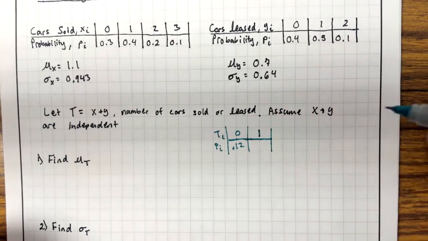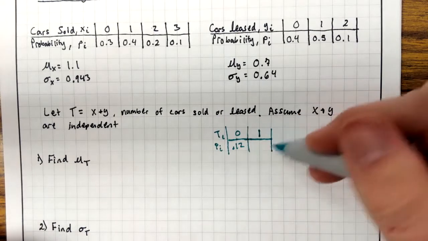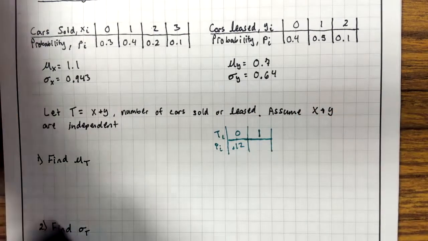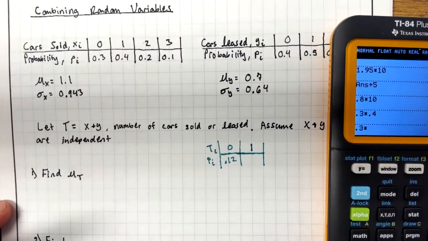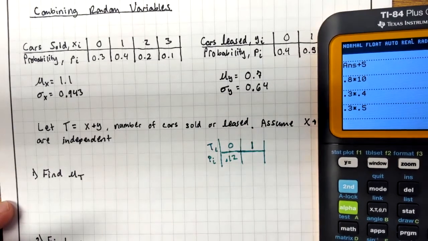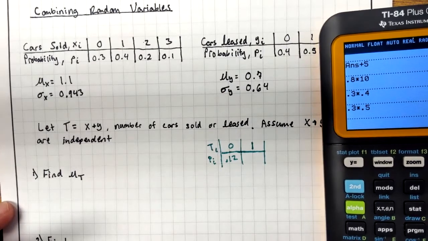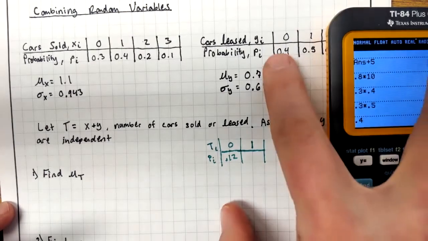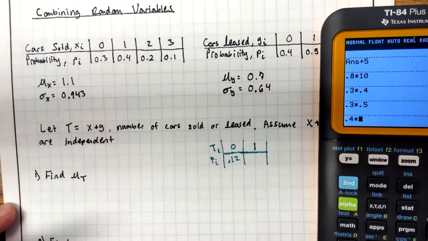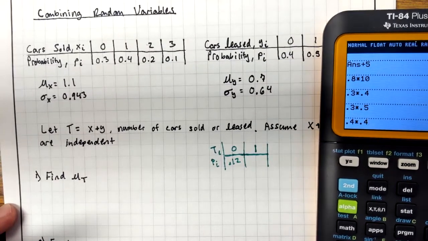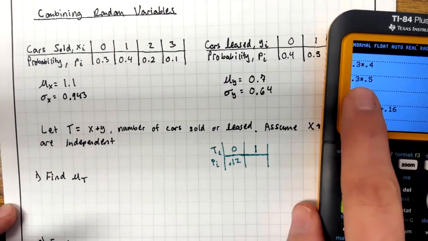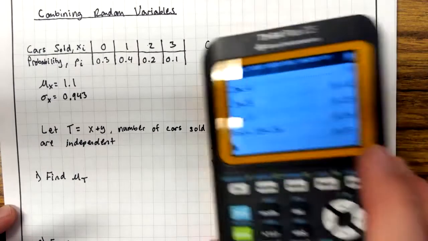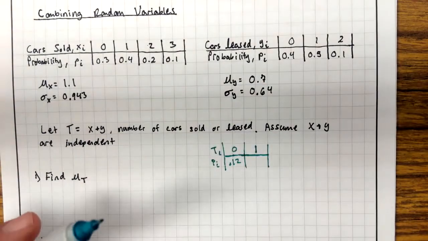Okay. Now this next number here would be 1. Total number of cars sold or leased is 1. There's a lot of different ways to come up with this probability. You could have 0 cars sold, so we would do 0.3 times the 1 car leased, which is 0.5. And then we could also have the opposite situation. We could have 0 cars leased, which is 0.4, times the 1 car sold, which is 0.4. And then we would just add those two things together. So 0.15 plus 0.16.